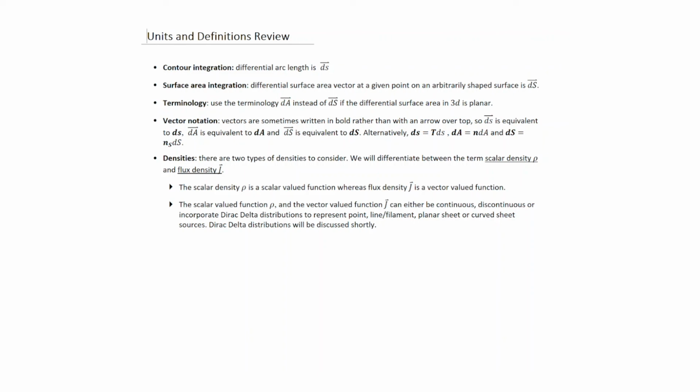All right, and then densities. There are two types of densities to consider. We will differentiate the term scalar density rho and flux density J. The scalar density rho is a scalar valued function, whereas the flux density J is a vector valued function. The scalar valued function rho and the vector valued function J can be either continuous, discontinuous, or incorporate Dirac delta distributions to represent point, line or filament, planar sheet, or curved sheet sources. Dirac delta distributions will be discussed shortly, namely in the next lecture.